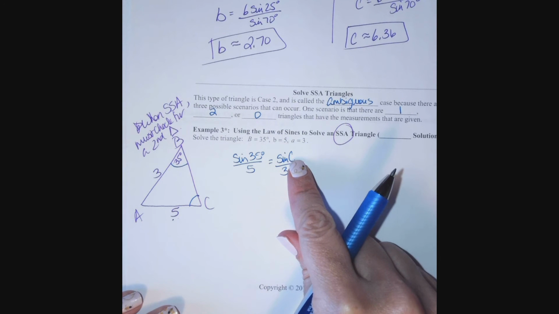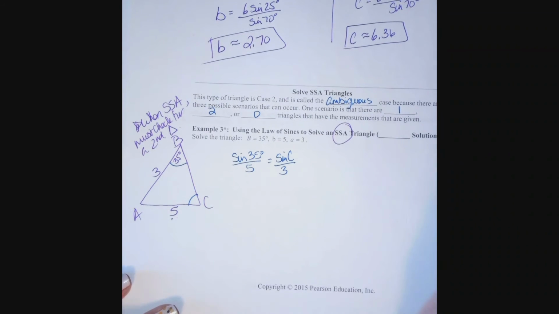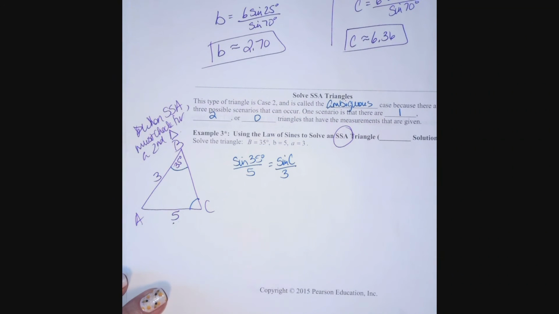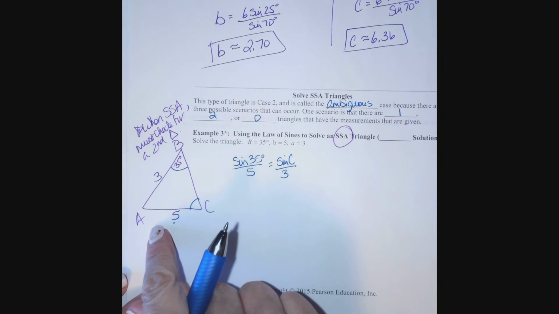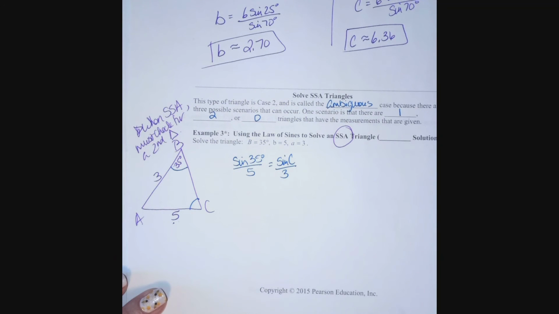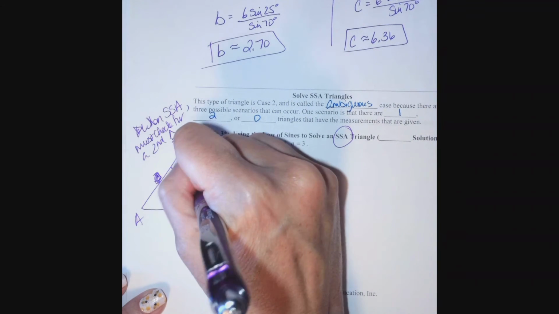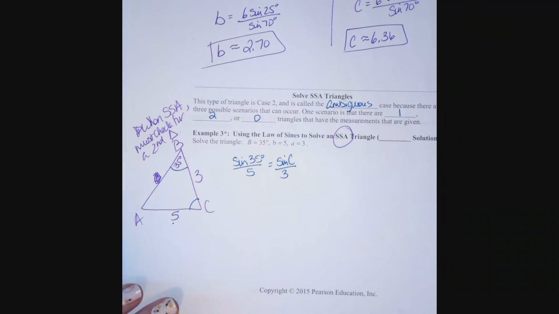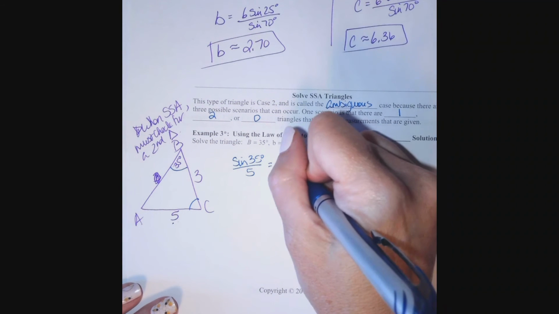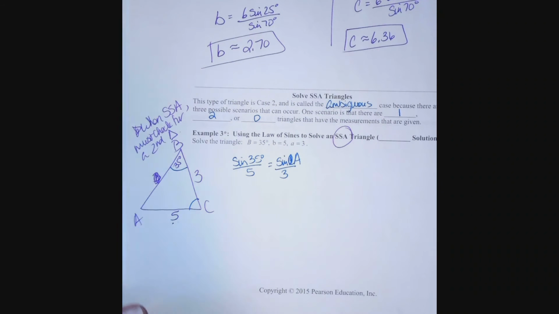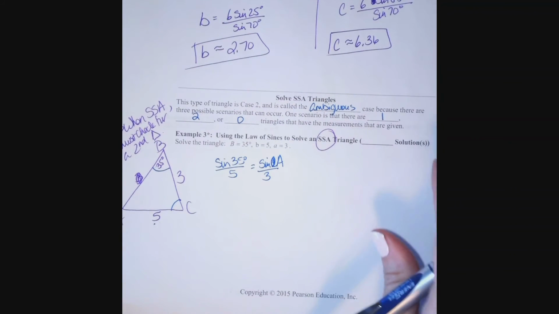Sine of, did I set this up? I totally set this up wrong, guys. Dadgummit, I'm so glad I caught myself there. Have you been yelling at me? What did I do wrong? I mislabeled my triangle. So let's go back and fix that. Side A is 3, not side C, which means when I'm setting this up, I'm solving for A, not C. That absolutely matters. That would have made a world of difference at the end.